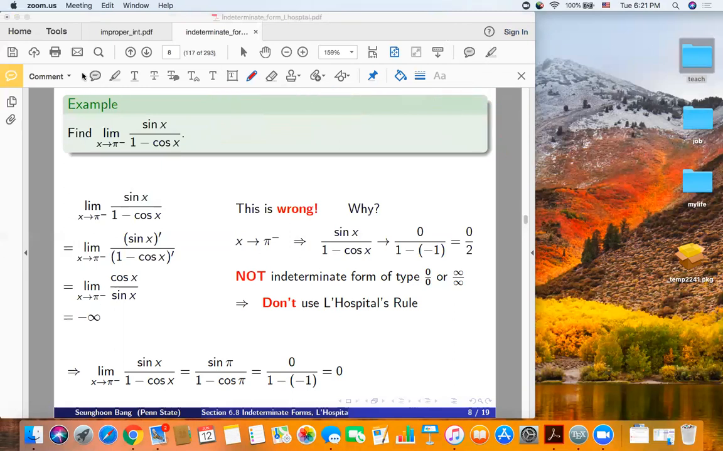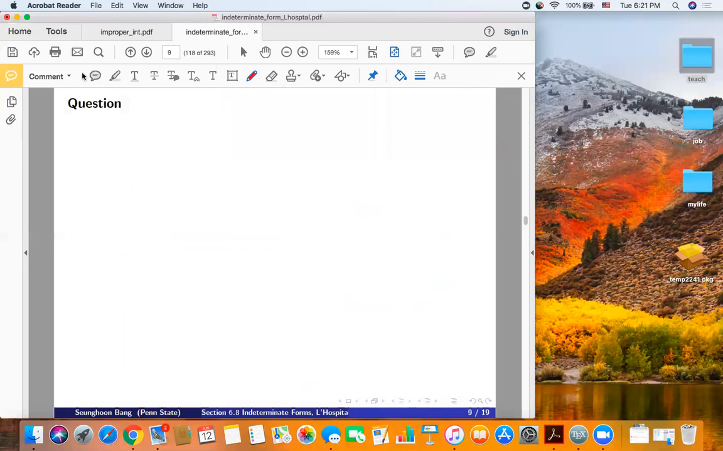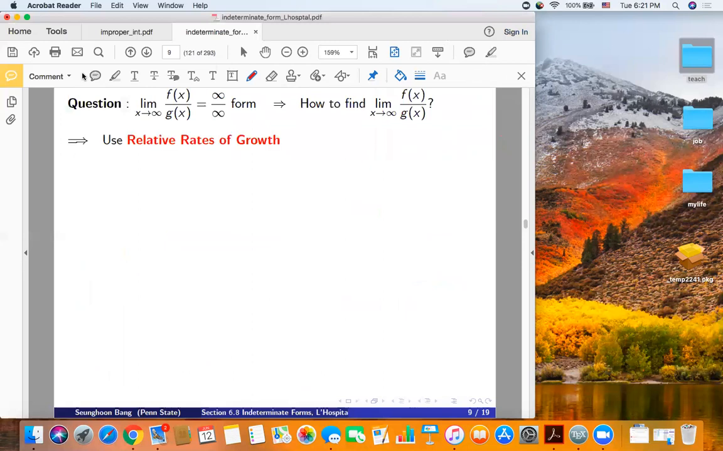The next one. The limit of f of x over g of x is infinity over infinity. The one important thing is the x value approaches positive infinity. How can we solve? So we have another method. Yes, we can use L'Hopital's rule, so we can solve.